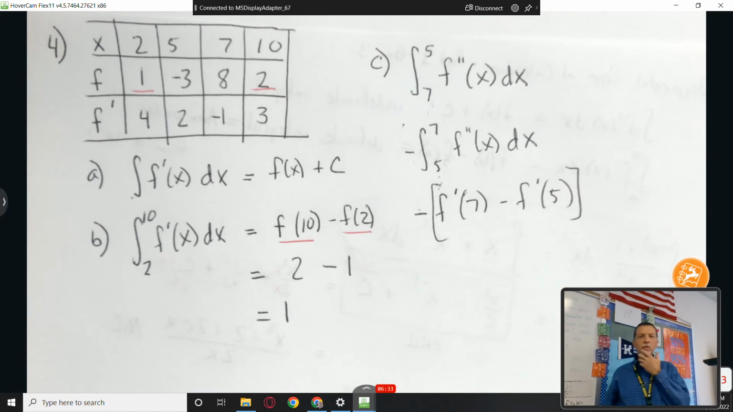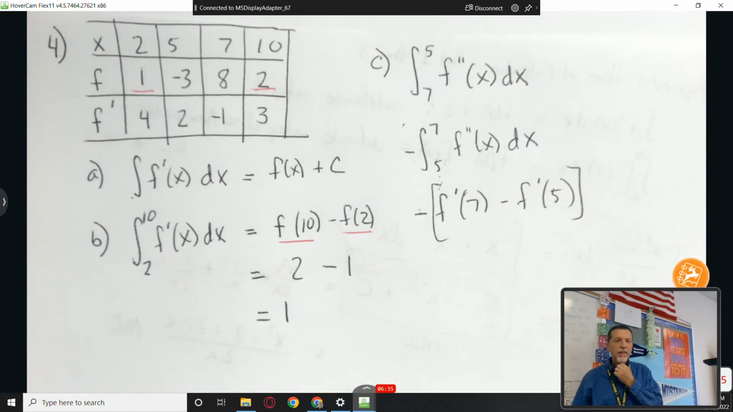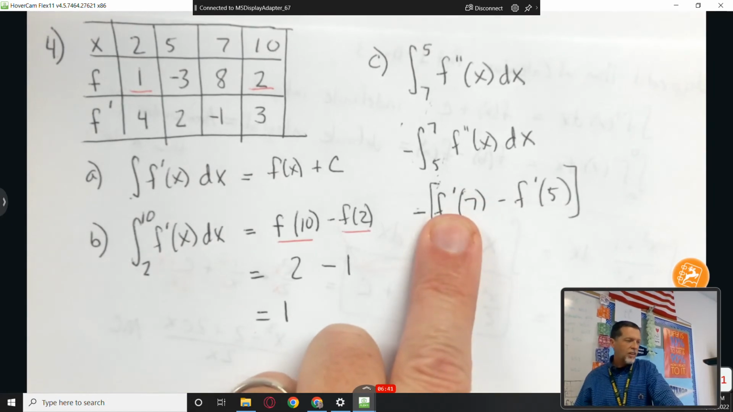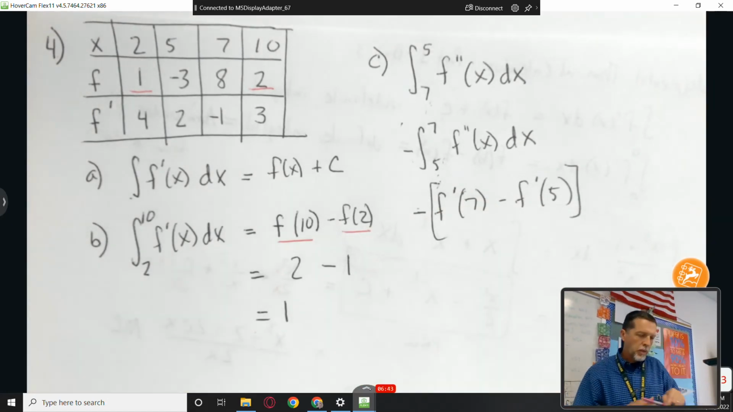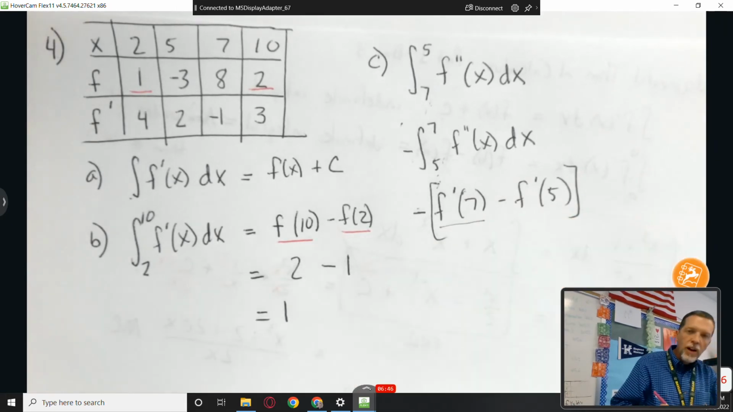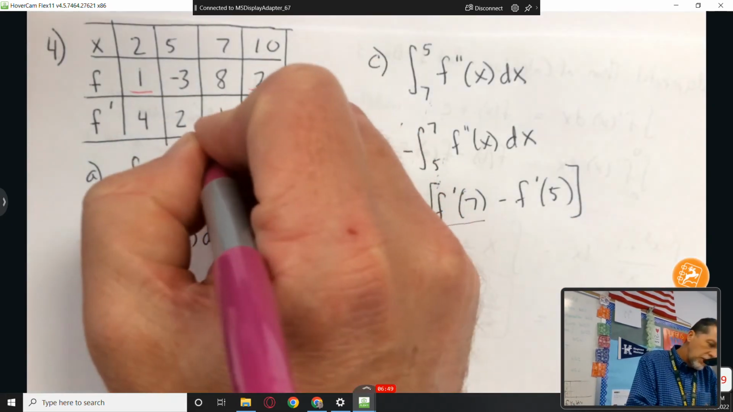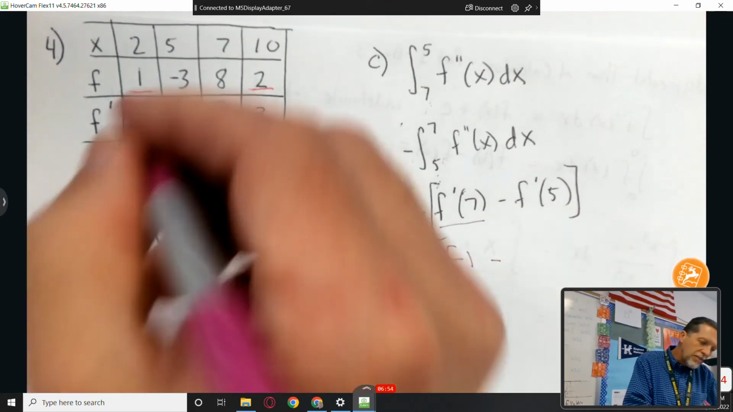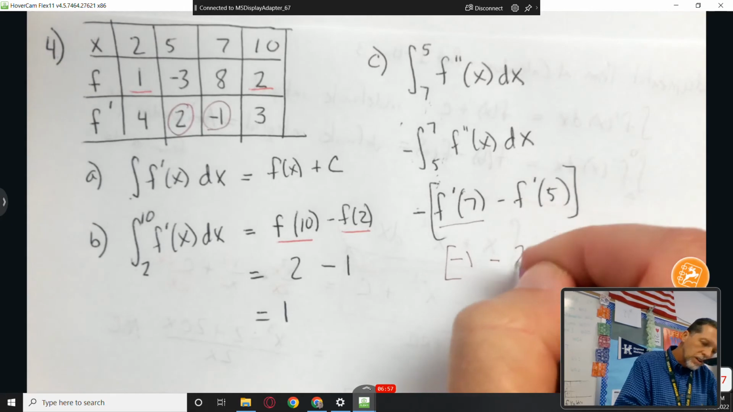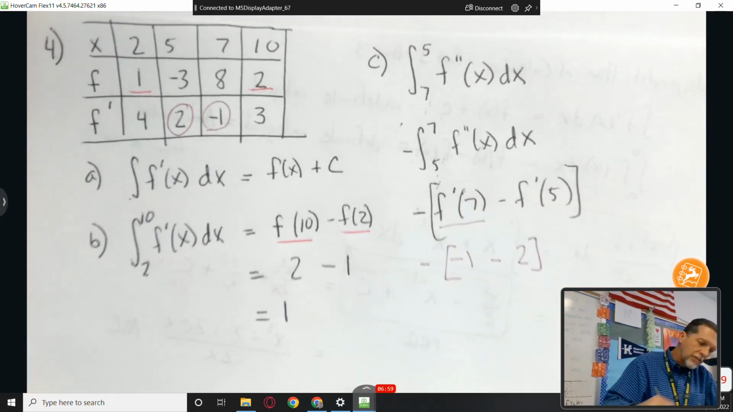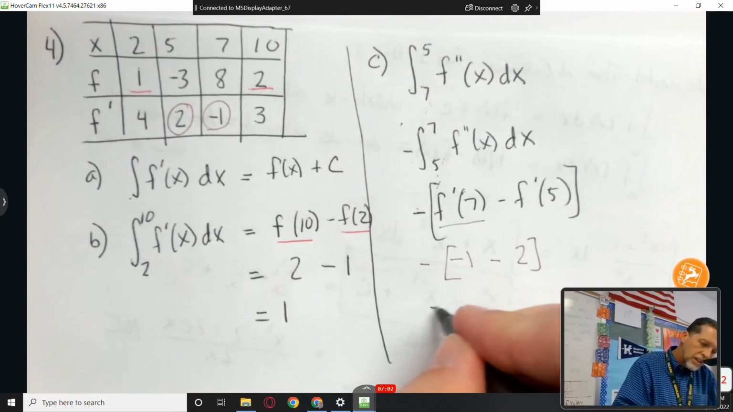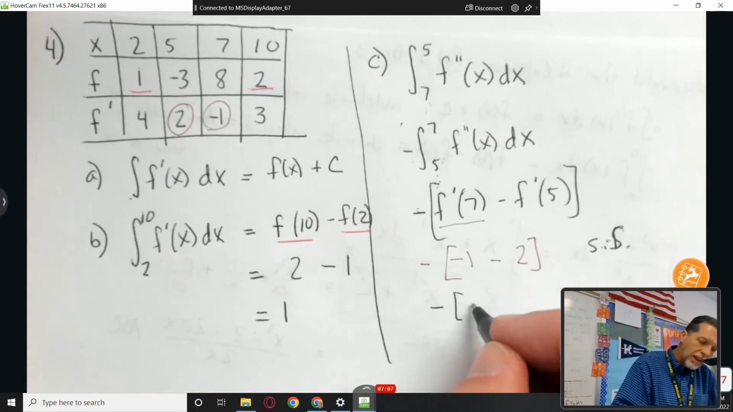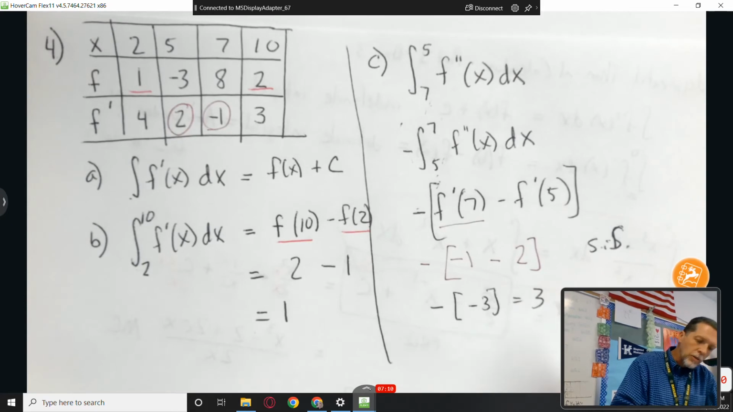So I need to be super careful with all my negatives here. I'll plug in 7 minus plug in 5 to the first derivative. So f prime at 7 would be negative 1. F prime at 5 would be 2. And then there's a negative sign out front. So negative, well, that's a safe stop, by the way. But negative 3 would equal 3.